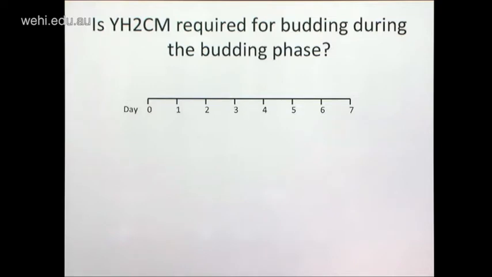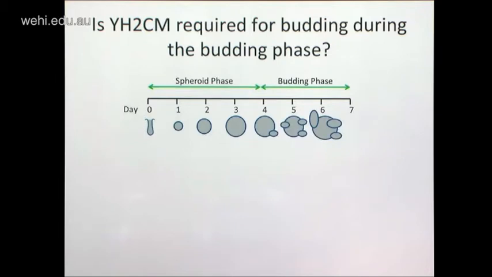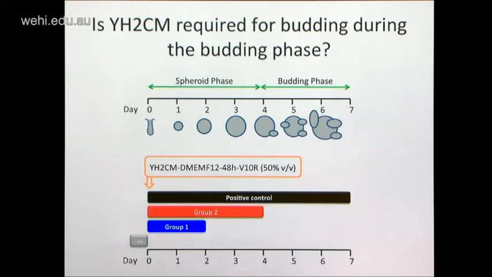And now, let's have a look at how the WEHI2 condition medium induced budding. In our culture, we divide the culture into two different phases. The first 4 days is called the spheroid phase, where the colon crypts round up to form colonospheres and increase in size. And then after day 4, they will start to form buds, which we call the budding phase. In this experiment, we took out condition medium from day 4 and day 2, to see how it would affect the crypt formation in vitro.